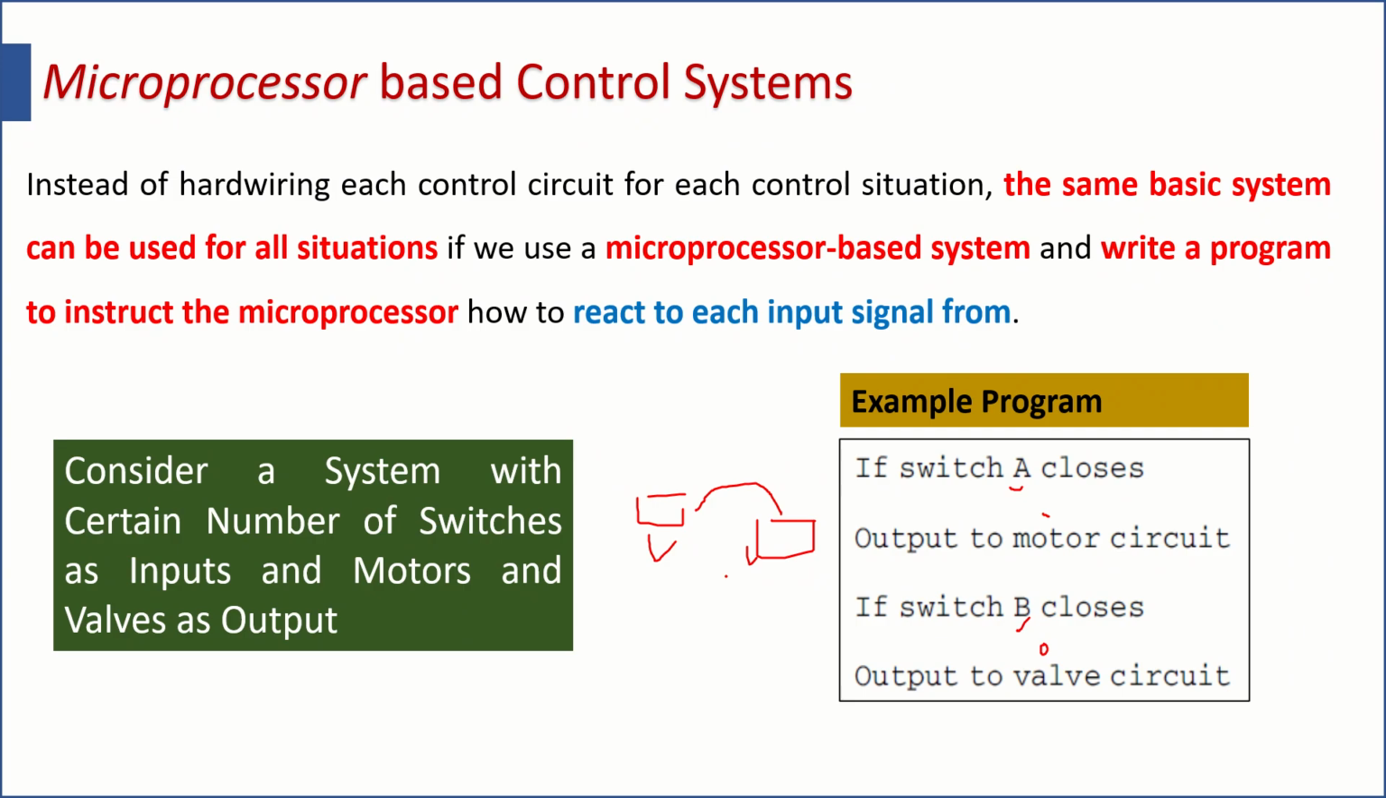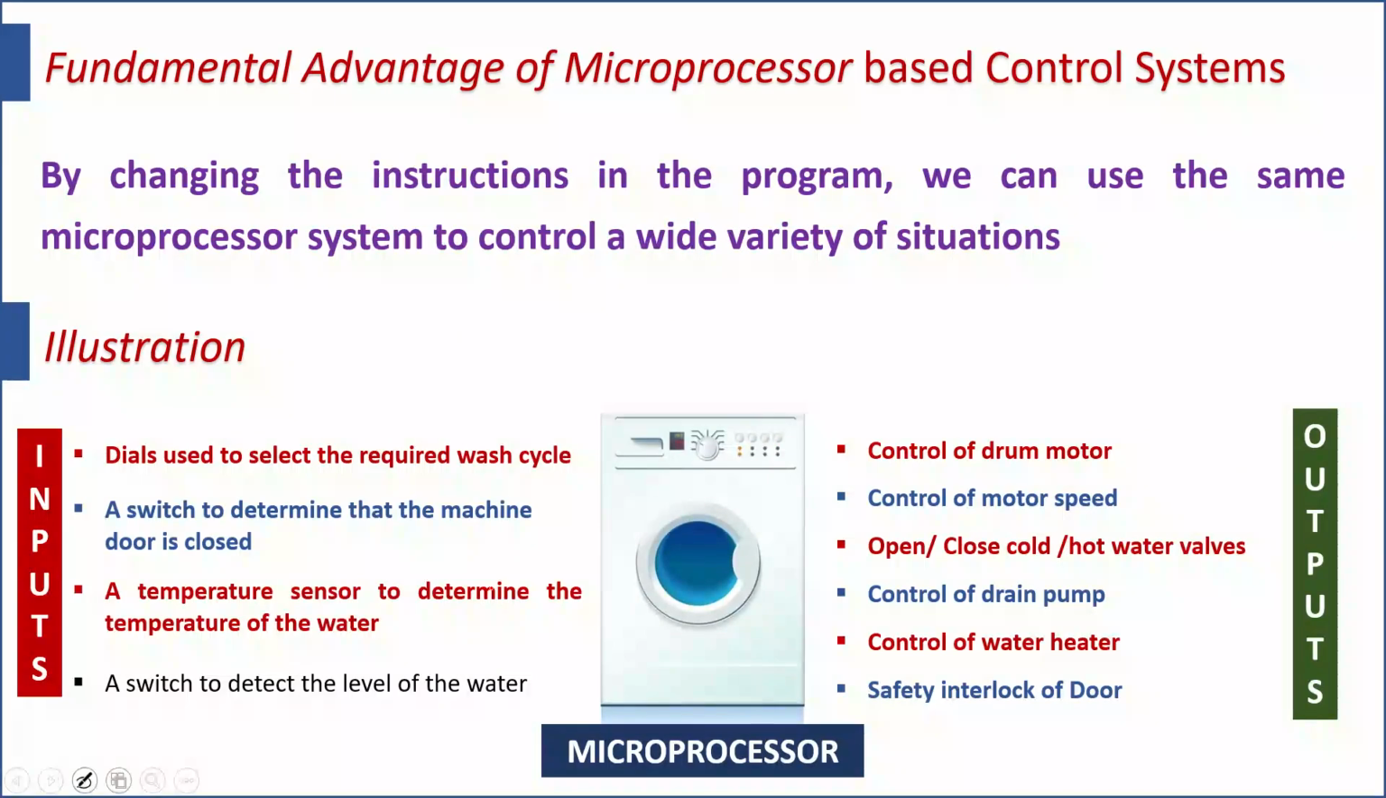Same with the switch too. Here you can see how many wires could have been needed earlier, but now there is no such hassle. You only have to do the wiring in the program. Now you see that in case we are using a microprocessor based control system, what is the biggest advantage? We can simply change the instructions in the program, and we can use the same microprocessor system to control a variety of gamut of situations.